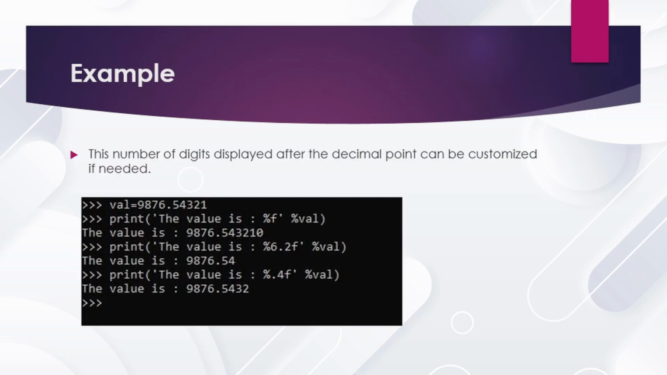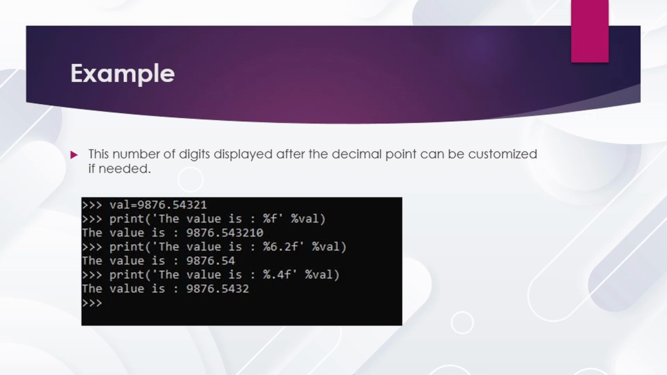The number of digits displayed after the decimal point can be customized if needed. For example, if we use %6.2f, then the float value is displayed in 6 spaces, and within the spaces, a decimal point and the next 2 fraction digits are included. Similarly, if we use %.4f, then the float value is displayed with 4 fraction digits after the decimal point.